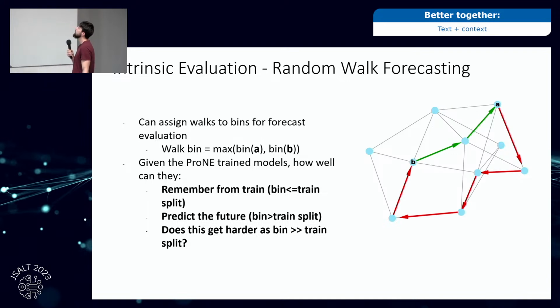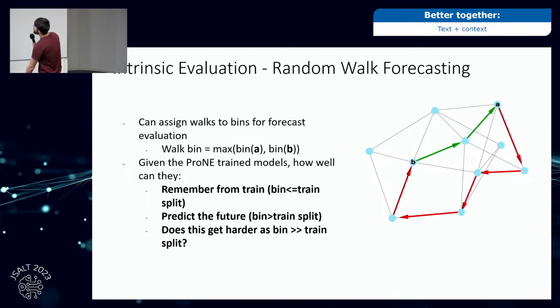And because all the papers are assigned these bins, which Shabnam was talking about, we can assign these pairs of papers connected by a random walk a bin, which is simply the maximum of the two papers. So if we have paper A in bin 80 and paper B in bin 90, that walk is going to be assigned to bin 90. Given all these walks and the prone cumulative models, we're going to ask how well can they remember from train? That is the case where the maximum bin is lower than the test train split. How well can they predict the future? And actually, can we quantify that? Does this get harder as we get further out from the test train split?